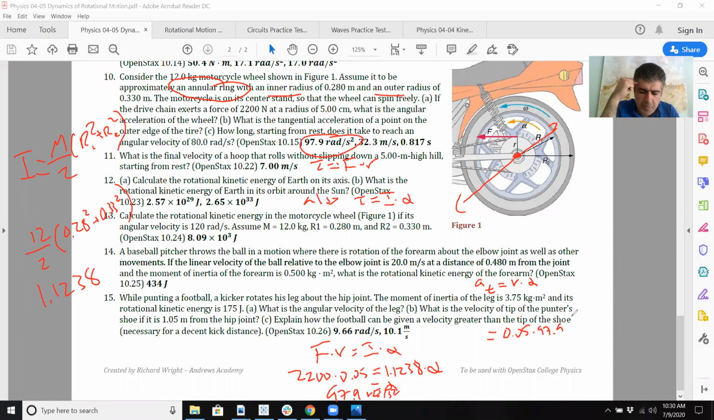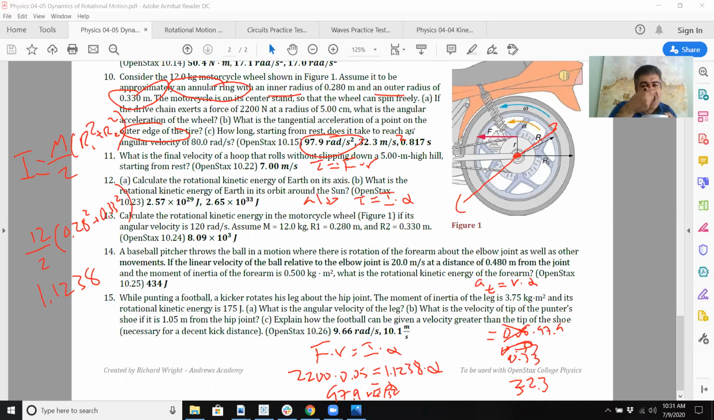Oh. Wait, hold on a sec. I guess you have to use a different R value. I was thinking of the drive chain. I think it's on the outer edge of the tire, so I have to use that 0.33. So my bad. Let's try that again. Yeah, we're okay now. You're using 0.33 times 97.9, so you get 32.3. And it's meters per second squared, by the way. So that's a little bit off there.